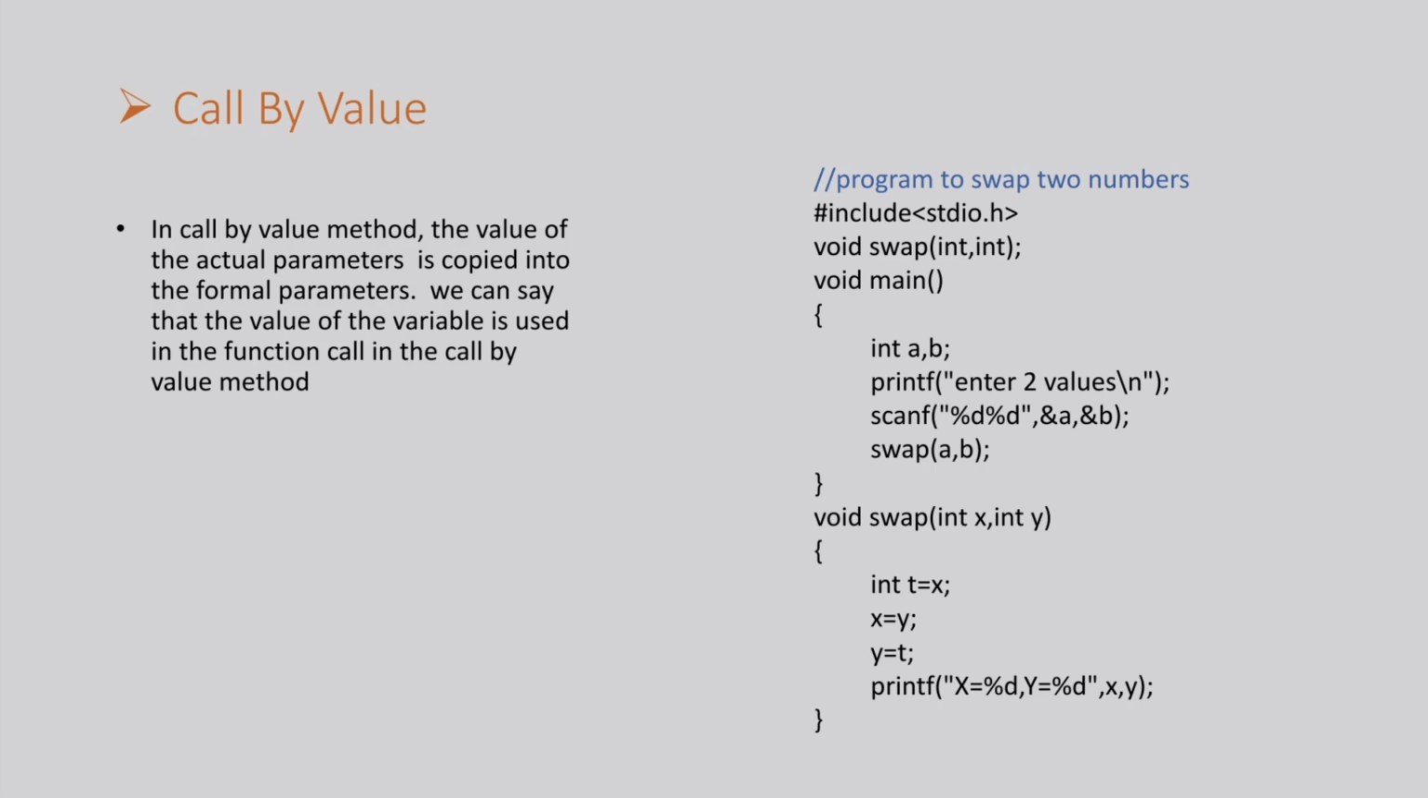and in the next step we'll write void swap and then int x comma y. Then we'll again open the parenthesis and we'll write int t equals to x, x equals to y, and y equals to t, and we'll print the final output at the end, and we'll end the program.